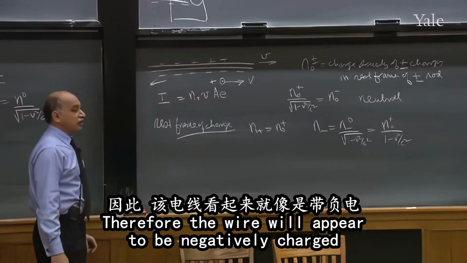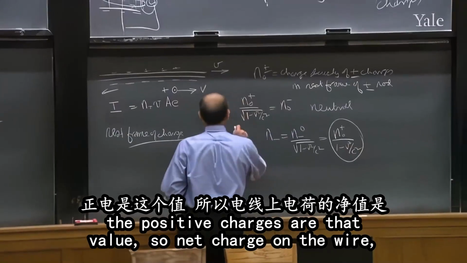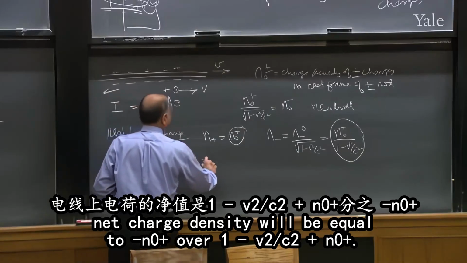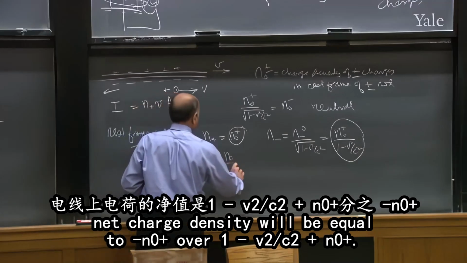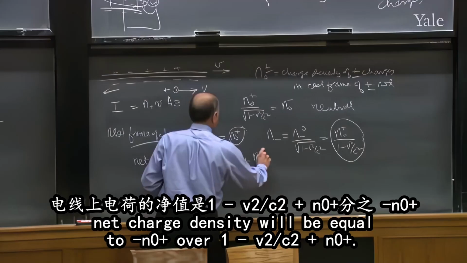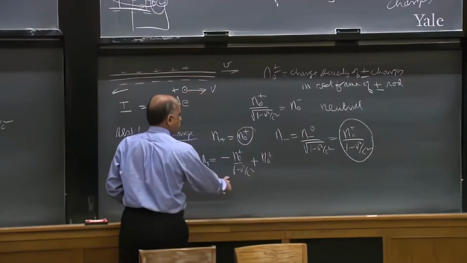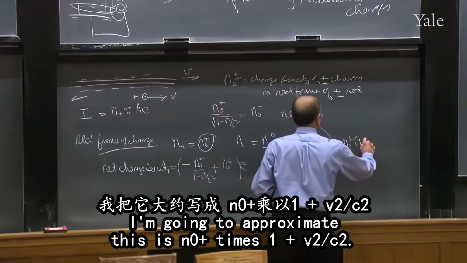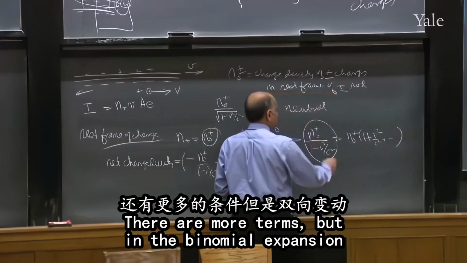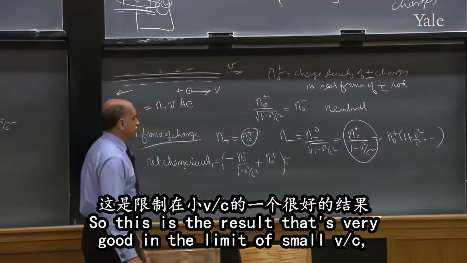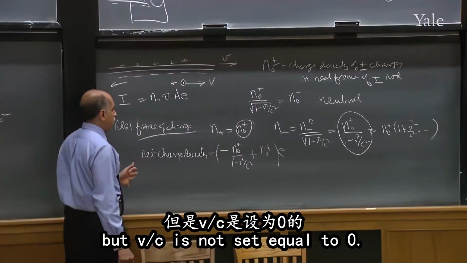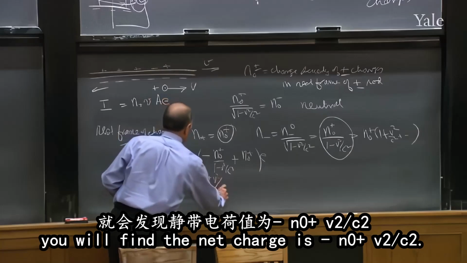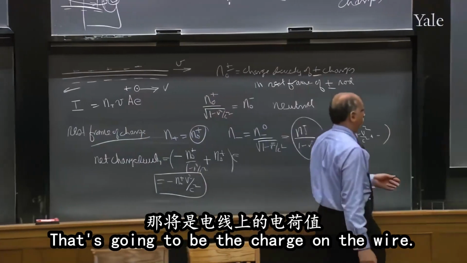Therefore, the wire will appear to be negatively charged, because the negative charges have that value and the positive charges have that value. So the net charge density will be equal to minus n0 over 1 minus v squared over c squared plus n0 plus. If you like, this is the plus charge, and that's the minus charge times E. And I'm going to make an approximation. I'm going to approximate this as n0 plus times 1 plus v squared over c squared. There are more terms, but in the binomial expansion, I'm going to stop with the first term. So this is a result that's very good in the limit of small v over c, but v over c is not set equal to 0. It is set equal to a finite but small amount. So if you compare those two, you'll find the net charge is minus n0 plus v squared over c squared. That's going to be the charge on the wire.